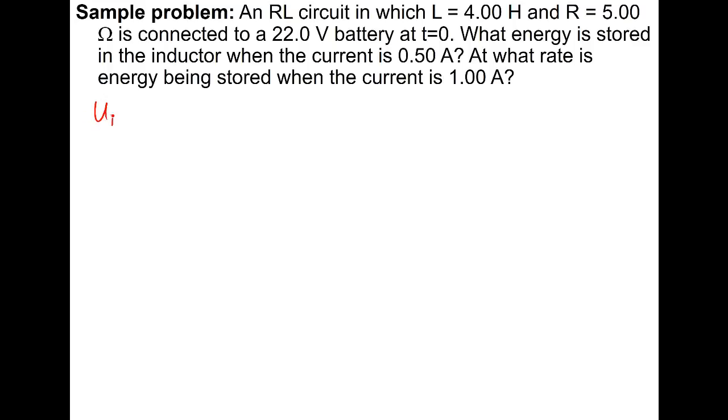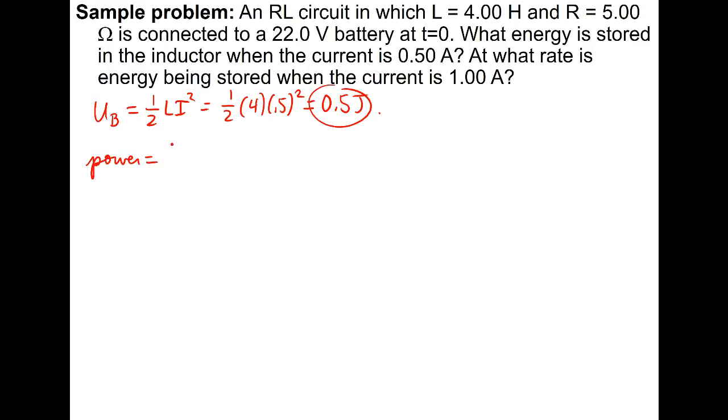Because we can calculate the energy pretty easily. That's 1/2 Li squared, and that's just 1/2 times 4 times 0.5 squared, so that's easy, that's half a joule. Okay, but the rate that energy is being stored is actually the power, because power is joules per second. So in order to do that, we take the voltage of the inductor and we multiply that by the current. Now the reason we can do that is that P is equal to VI.